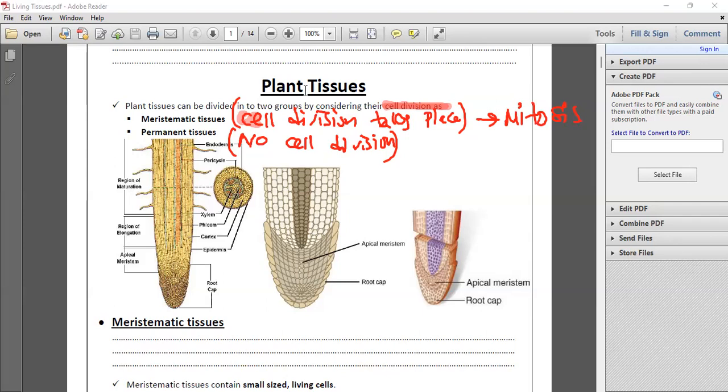But when you talk about the permanent tissues, they have no capability of dividing their cells. No cell division takes place. Are we clear with that part, guys?